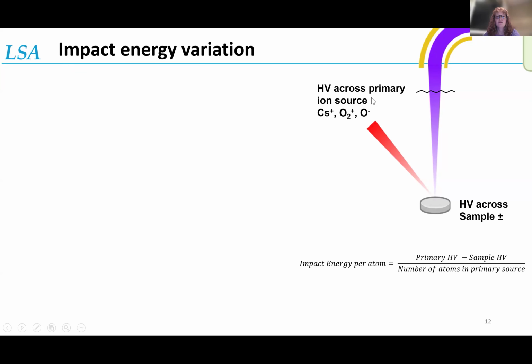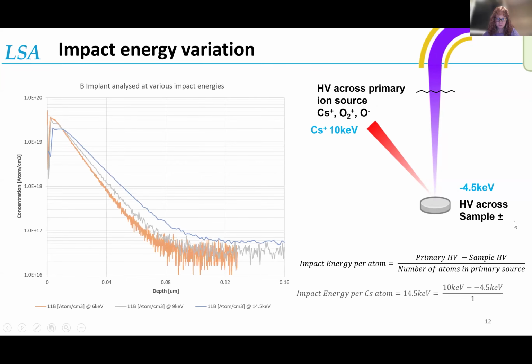So depending on the different high voltages we use, and whether it's a monoatomic or whether you've got a molecule, you can work out the impact energy per atom that's hitting the sample. So if we use a 10 kV primary ion source and a negative sample voltage, we end up with an impact energy of 14.5 keV per cesium atom. And that produces this implant shape for the blue line here.